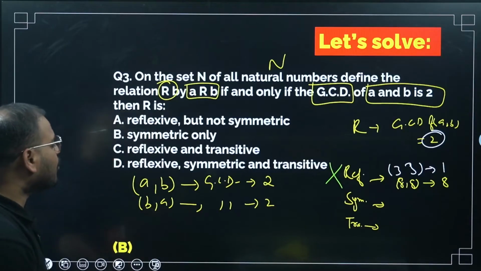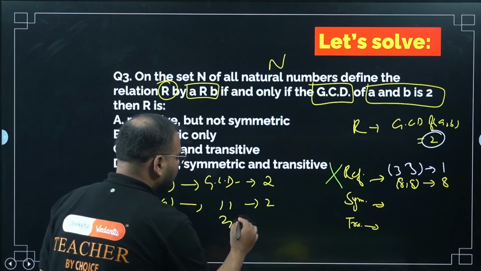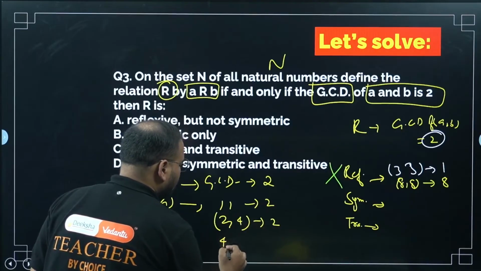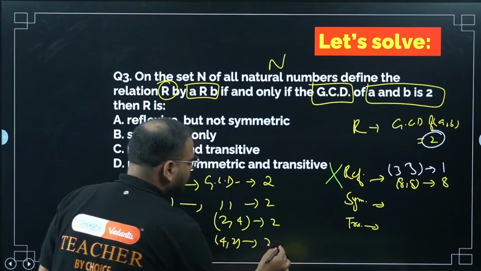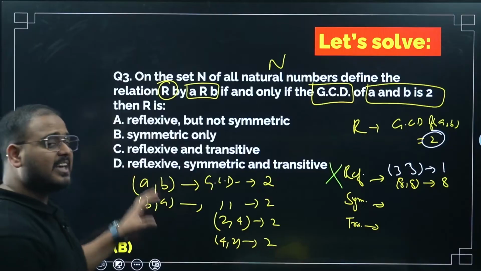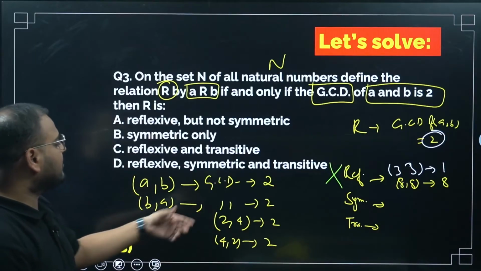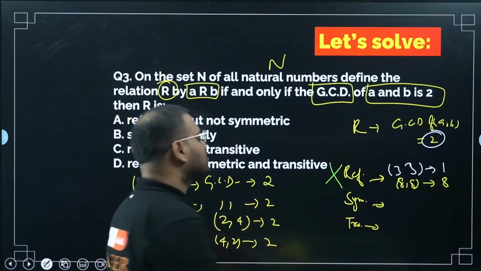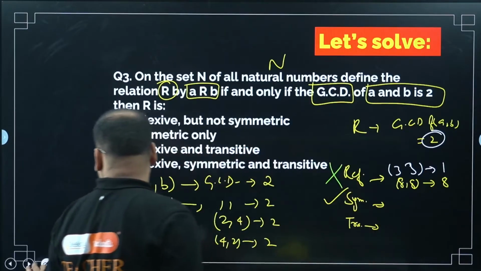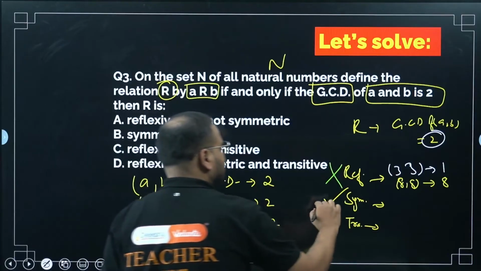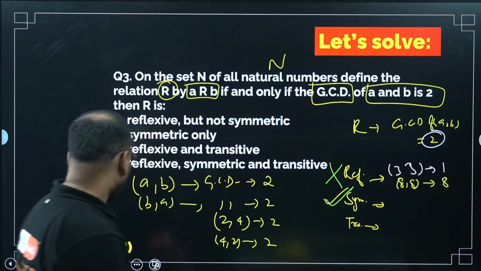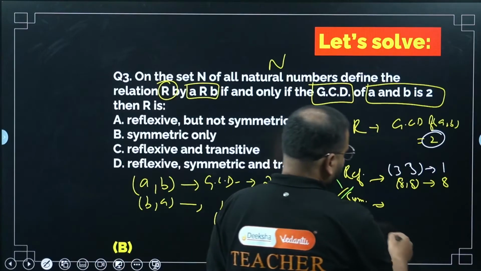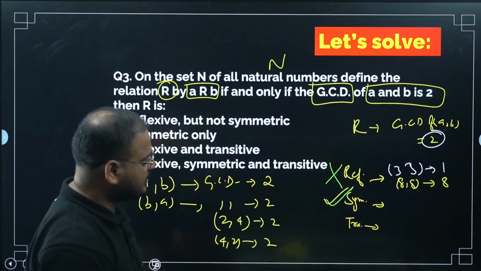Example, sir: 2 4 or 4 2, take it. For 2 4, what is the GCD? 2. If I write it as 4 2, what's the GCD? 2 only. So whether you take it as A comma B or B comma A, if the GCD of A comma B is 2, then GCD of B comma A will also be 2. So symmetric, yes. Okay. What about transitive? Now this is a tricky one. Let's take an example for transitive.